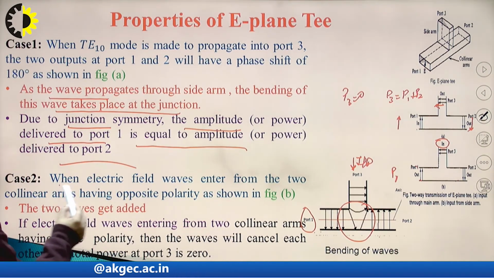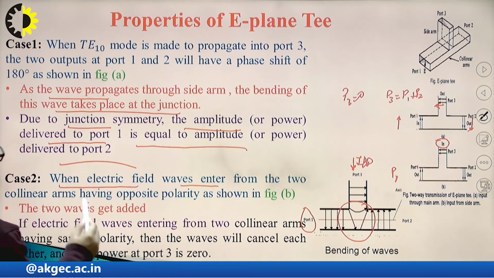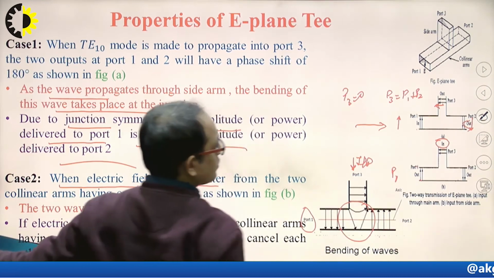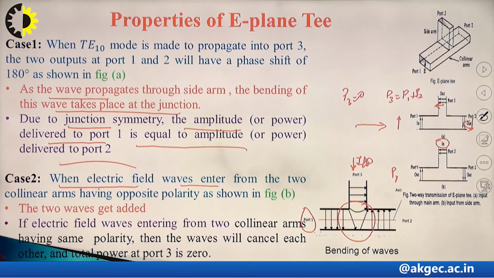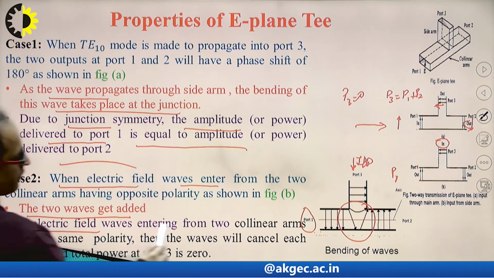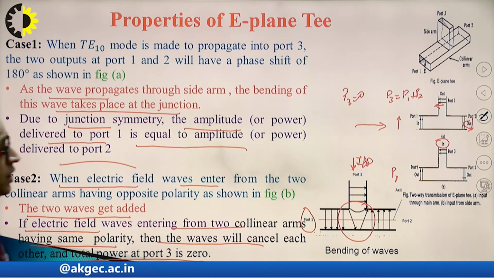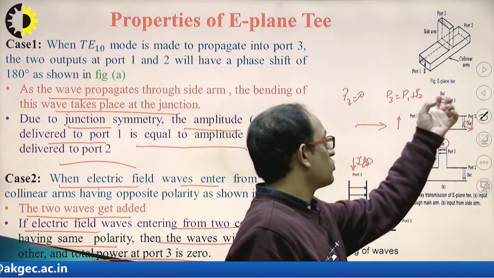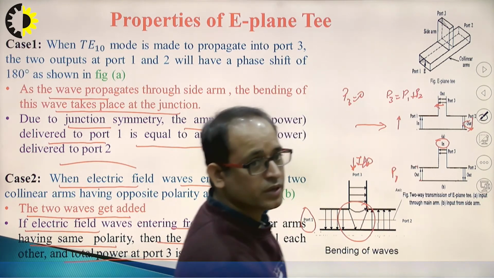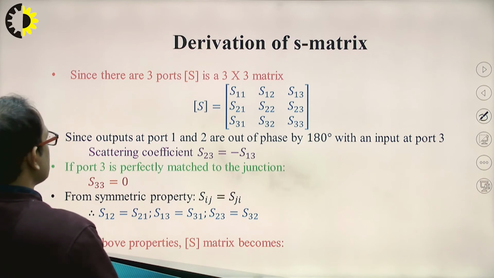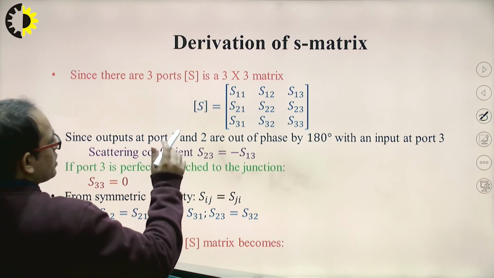Now when the electric field waves enter from two collinear arms, if both act as an input, the two waves get added. If the electric field entering from the two collinear arms has the same polarity, the waves will cancel out and port 3 will have 0. If the same amplitude, same phase, output will be 0. If opposite phase, then the output will be added. Clear?